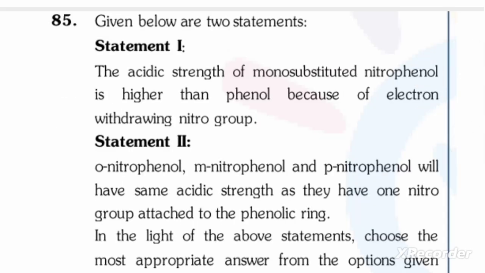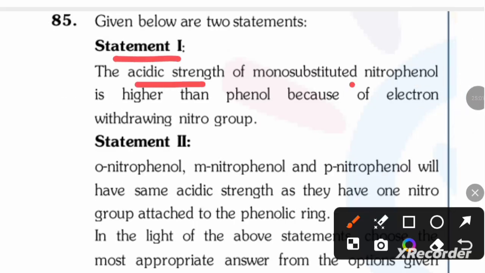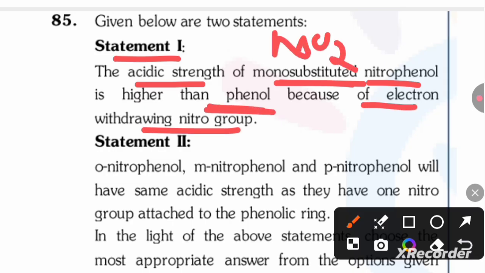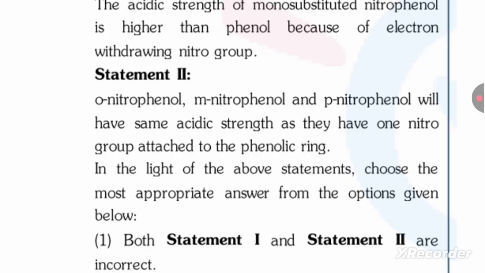In the next question, statement 1: the acidic strength of monosubstituted nitrophenol is higher than that of phenol because of the electron withdrawing group. Yes, the nitro group is an electron withdrawing group. So monosubstituted nitrophenols have higher acidic strength. Statement 1 is correct. Let us go to statement 2.